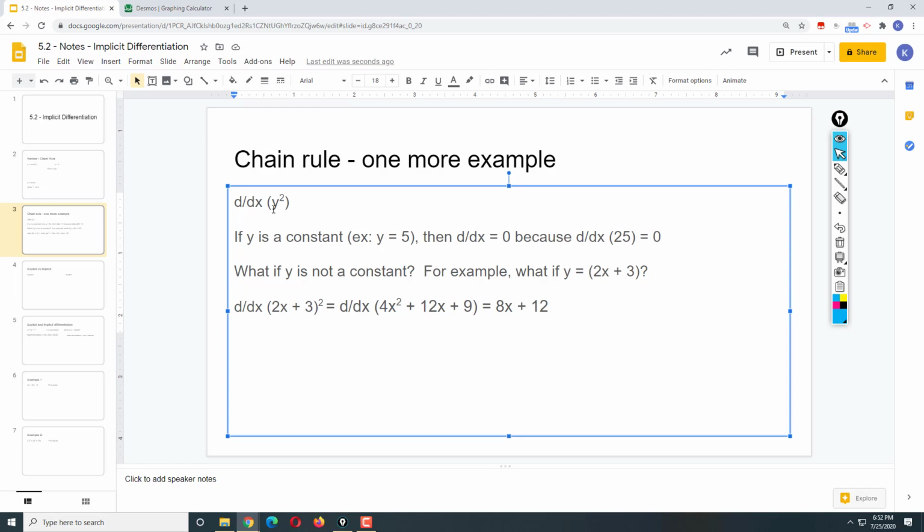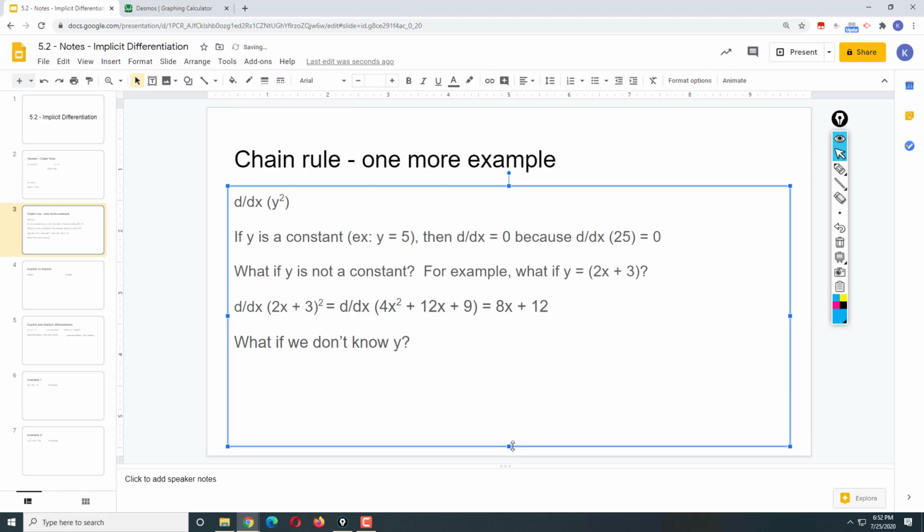But what if we don't know what y is? How can we differentiate this? Well, we can still calculate the derivative for any y. In fact, the derivative for any y looks like this. We apply the chain rule. Let a equal y squared.